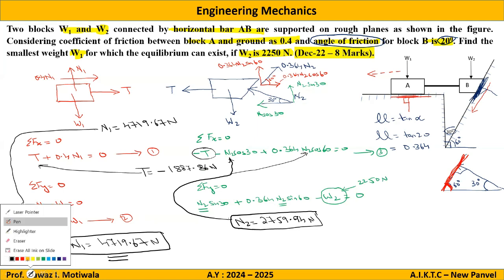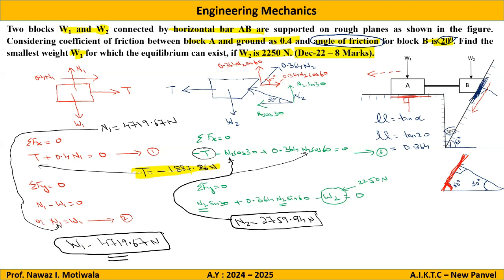One point worth noting in this particular problem is we got the answer for T as minus 1887.86 Newton. What does this minus indicate? This minus indicates that there will be a compressive force in the rod. So I can write here that T is equal to, I will write it positive, 1887.86 Newton, and in bracket I will write C. That means it comes as compression. So this completes the solution of the question which was asked for 8 marks in the December 22 exams.